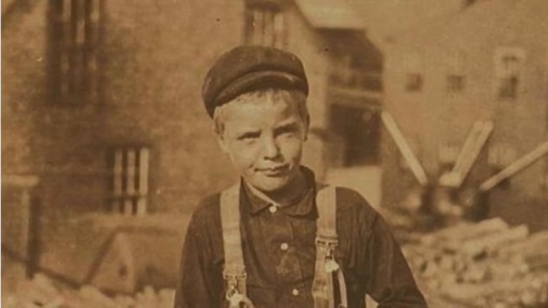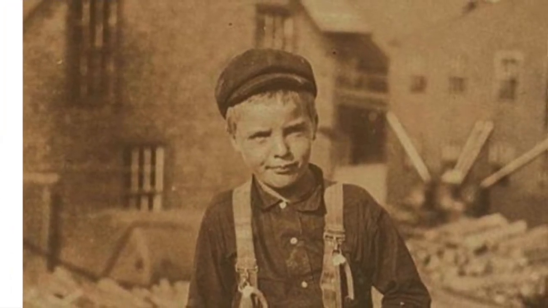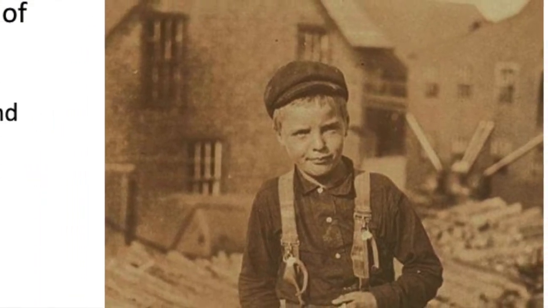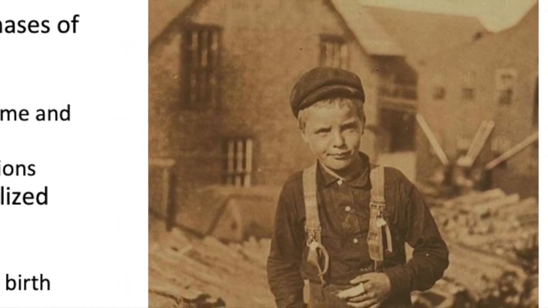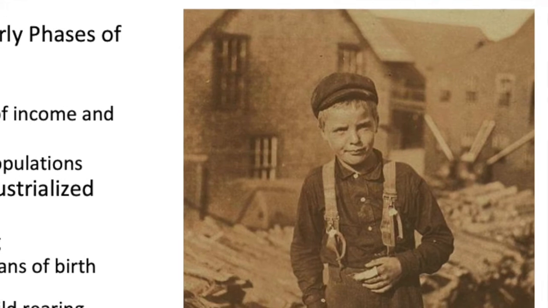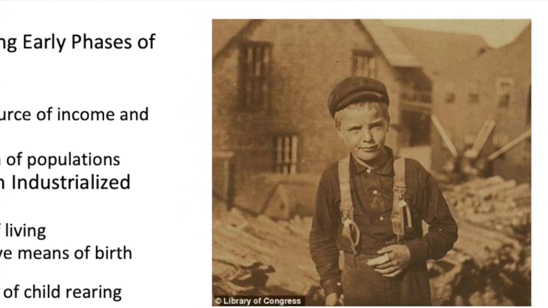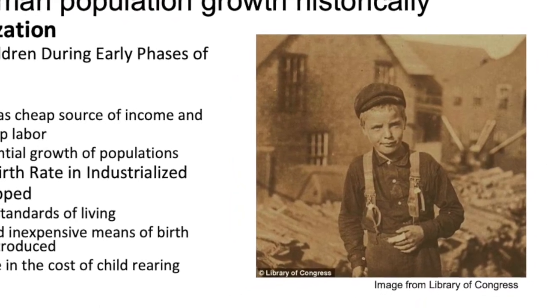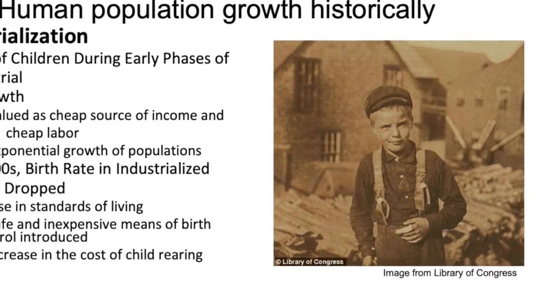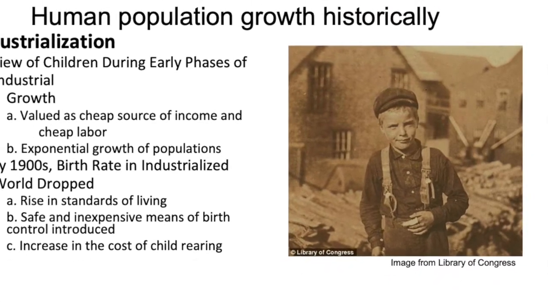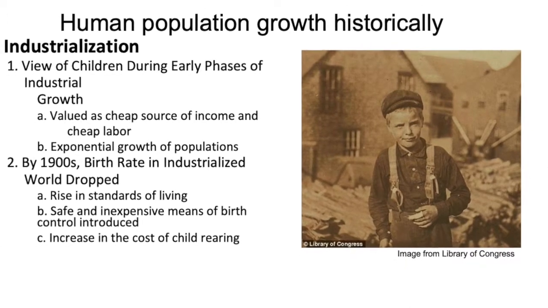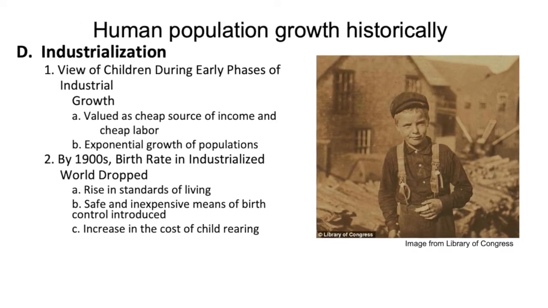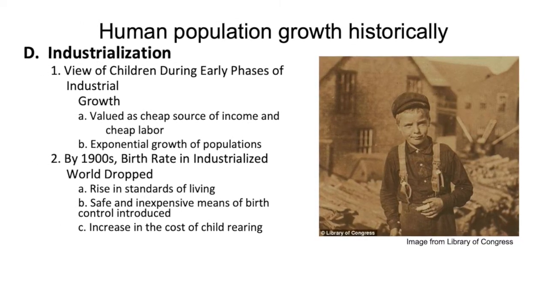During the early phases of industrial growth, children were viewed as a cheap source of income and cheap labor. And this led to an exponential growth of populations because the more children you had, the more income you had, and the more food you had. However, by the 1900s, the birth rates in industrialized nations dropped because of the rise of standards of living. Safe and inexpensive means of birth control were also introduced, and an increase in the cost of child rearing was observed because now children were no longer viewed as a part of a labor force, but as the future of a society that needs to be nurtured.